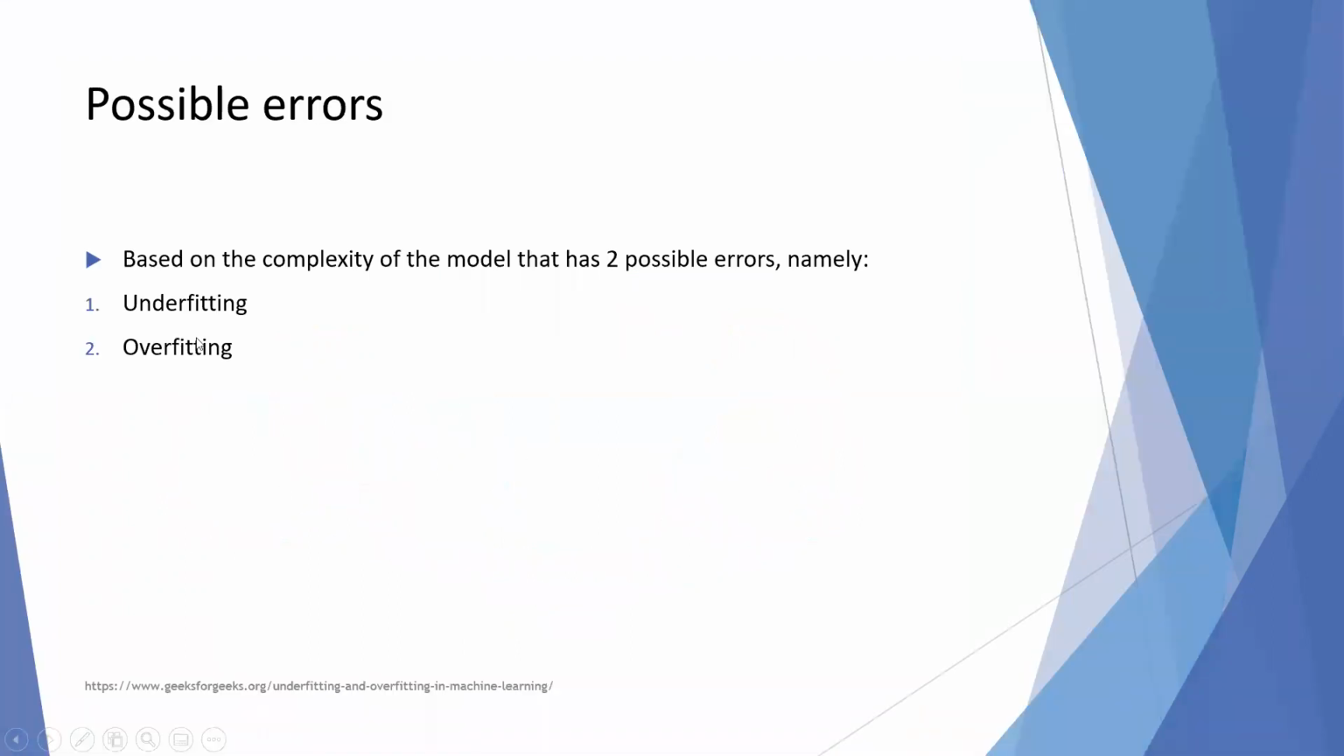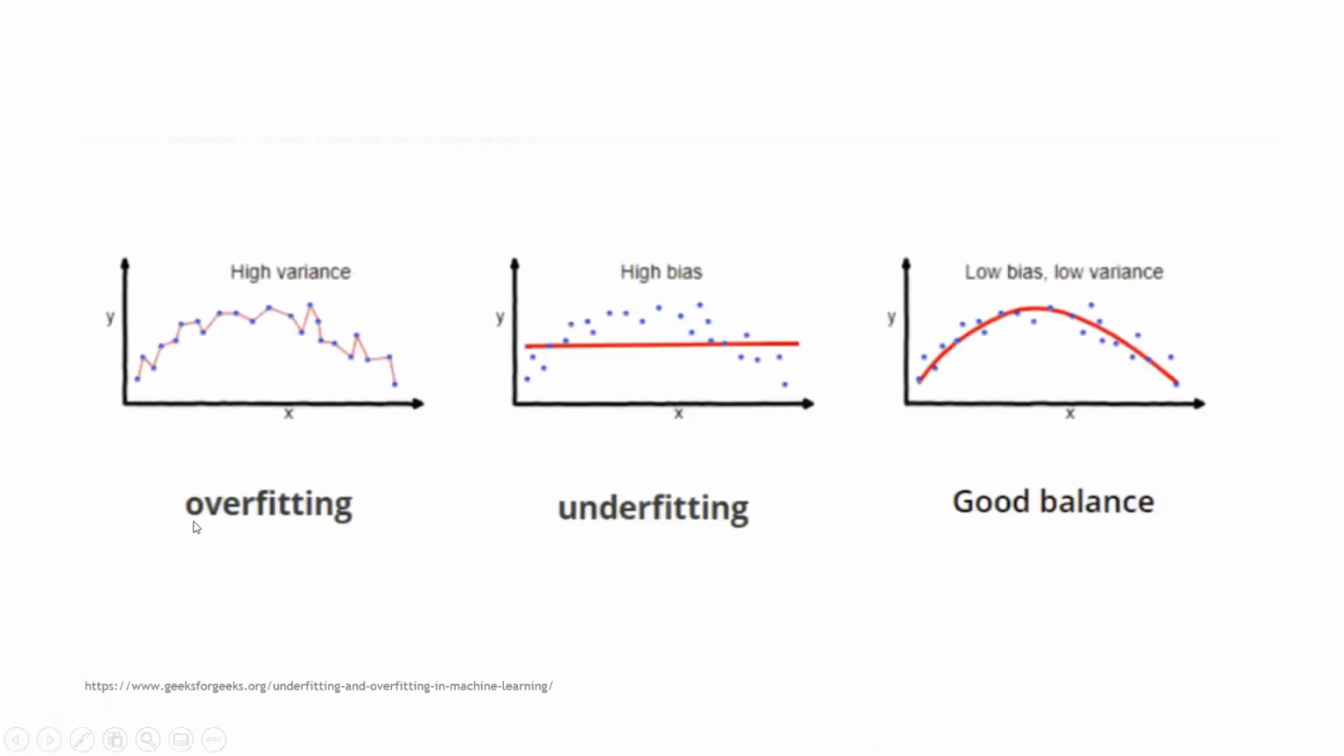So based on the complexity of the models, there can be two possible errors: underfitting of the data and overfitting. For overfitting, we can have high variance. You can see that we have joined every other dot on the graph, and it shows that the data has been overly fitted. Here it is underfitted and there is a high chance of bias. But when we have a good balance, then there is low bias and low variance among the data, and the representation is like this.